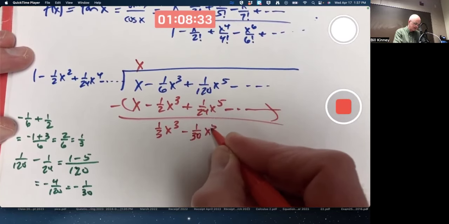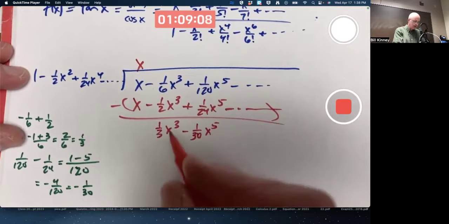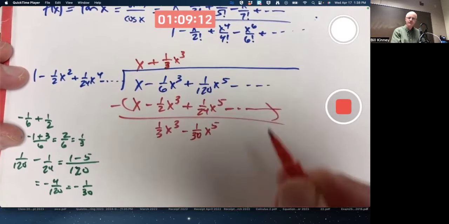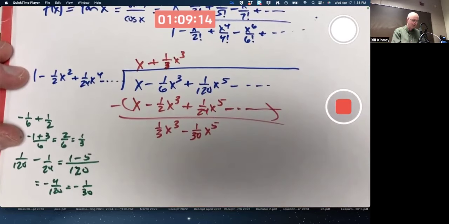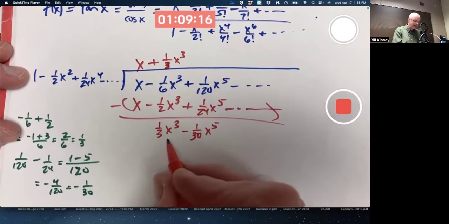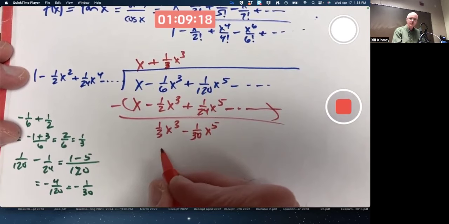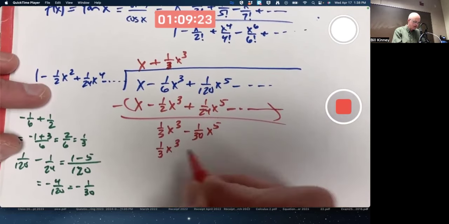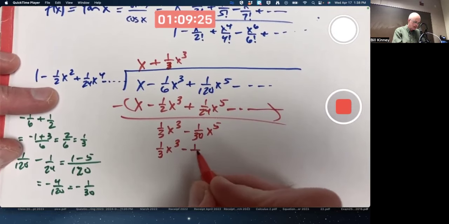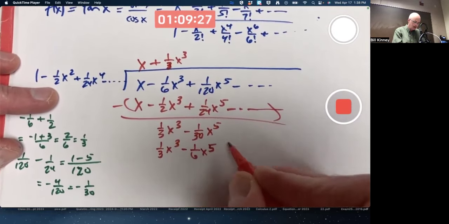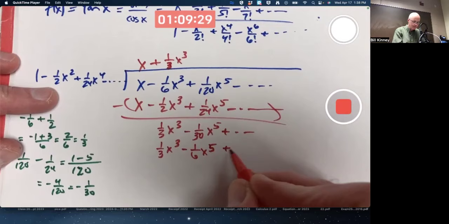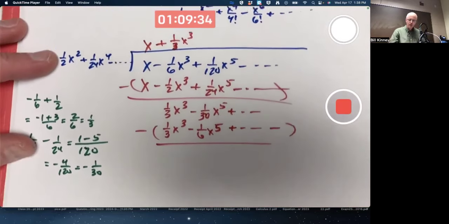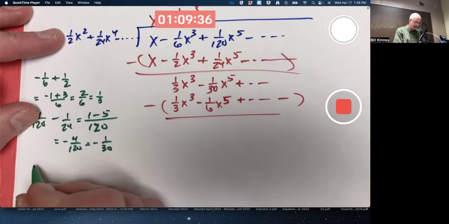What do I need to multiply 1 by to get 1/3 x cubed? How about 1/3 x cubed? Oh, I know why something's wrong. I think it's right, but I still have to subtract. Now multiply 1/3 x cubed times everything here and put the answer under here. Don't forget your dots like I did there. Subtract.